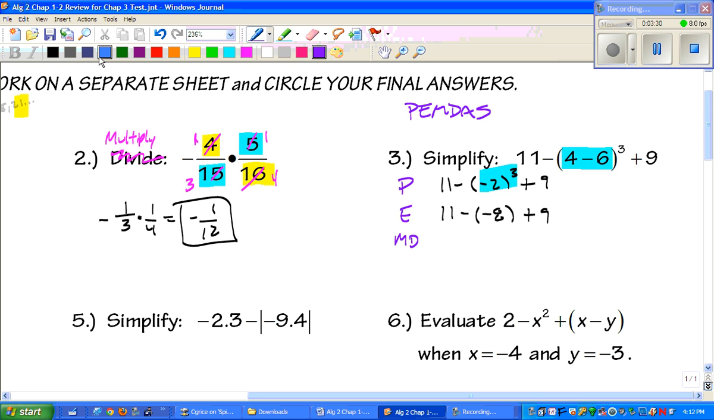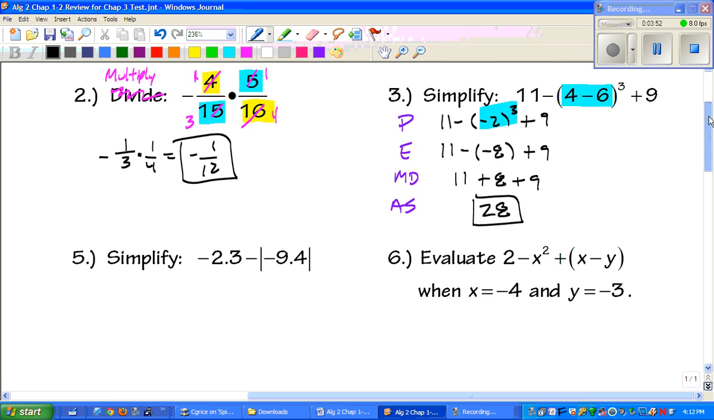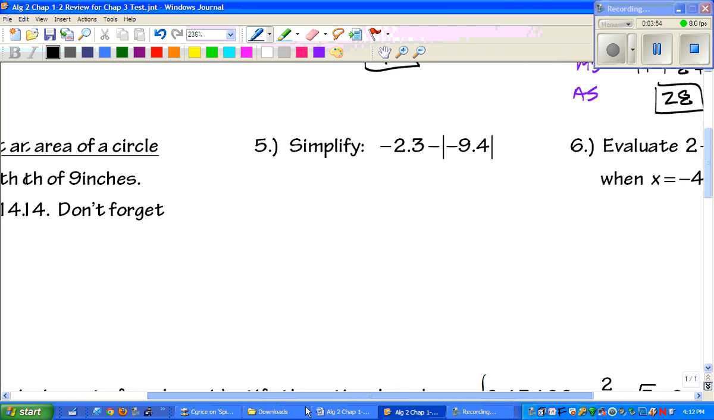Multiplication or division, the only thing that you would do would be distribute that negative sign. And then the last step would be addition or subtraction. And we can add 11 plus 8 plus 9. And when you do that, you get 28. Okay? So just remember step by step by step.